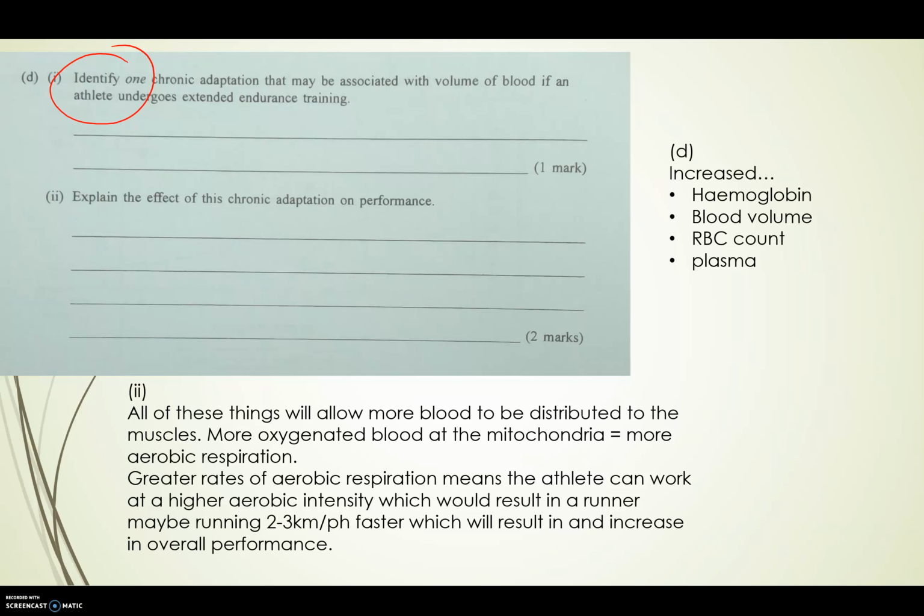So I've said all these things will allow for more blood to be distributed to the muscles. More oxygenated blood at the mitochondria equals more aerobic respiration. So greater aerobic respiration means the athlete can work at a higher aerobic intensity, which would result in a runner maybe running 2 to 3 kilometers per hour faster, which will result in an increase in their overall performance. So because they wrote performance, I've talked about how they can increase their performance with specific numbers. All right, remembering that if we want to make sure we get those analysis marks, we're talking about numbers.